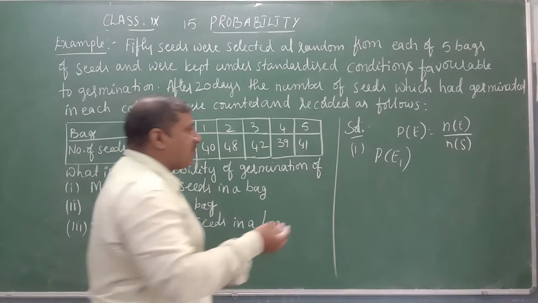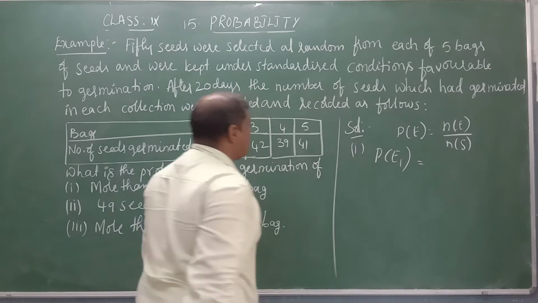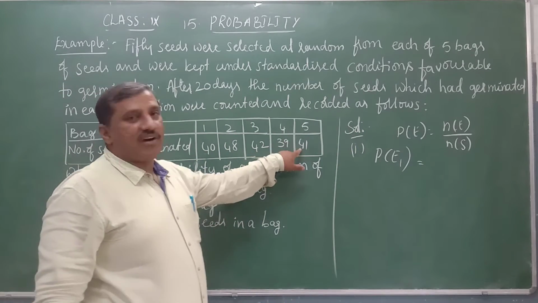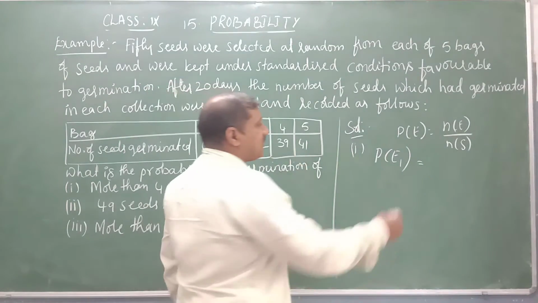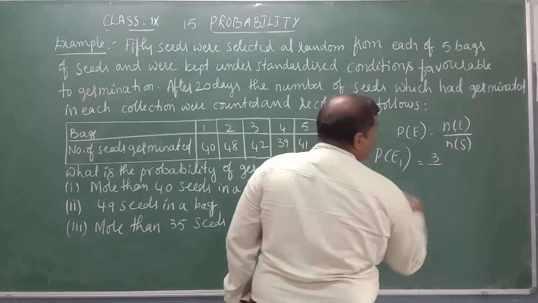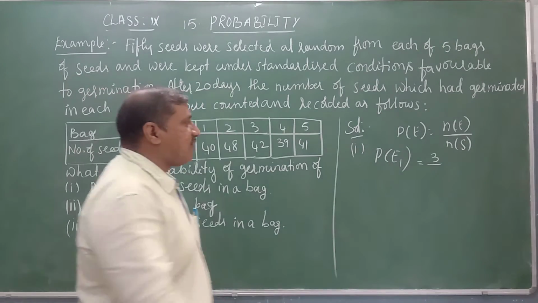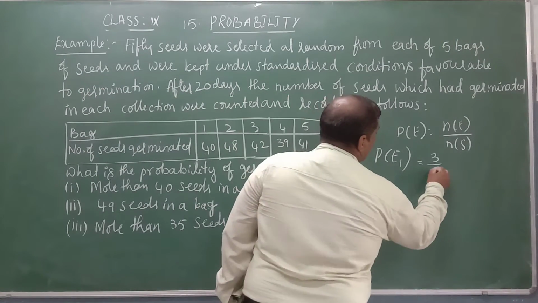How many favorable outcomes are there for this event? 48 is one, 42 is one, and 41 is one. 3 are there. And how many total possible outcomes are there? That is the number of bags, 5. So it is 3 by 5.